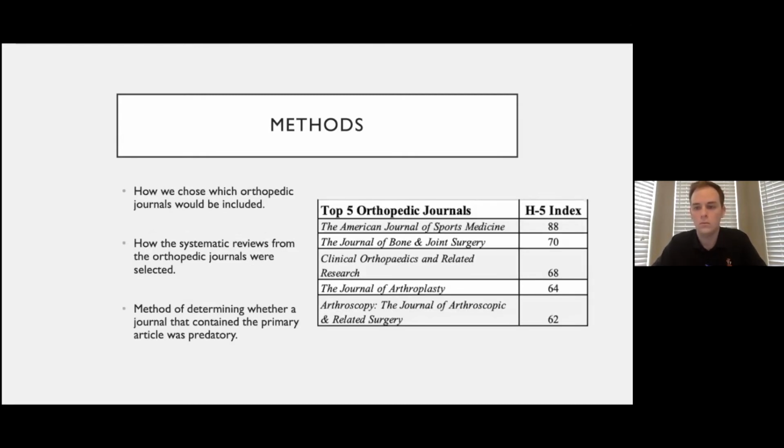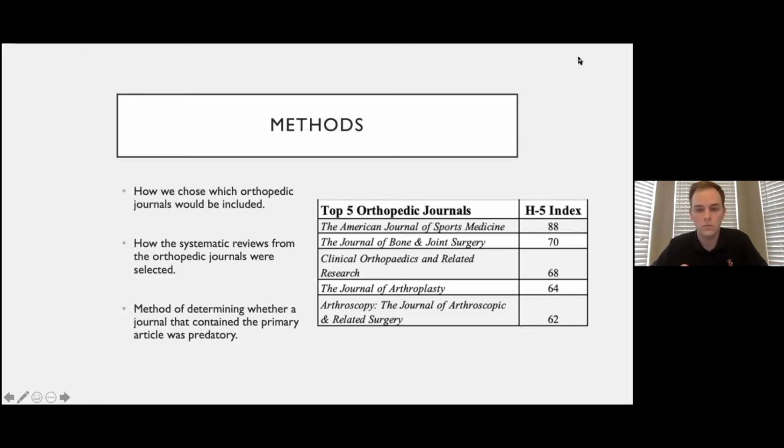So we did this based off the Google H5 metric to find out what were the top 5 orthopedic journals. And then once we identified the top 5 orthopedic journals, we went through and did a search string to pull the 10 most recent systematic reviews from each of these journals.